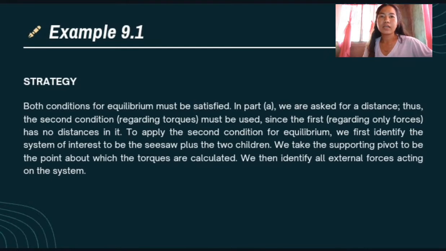So here is the strategy. Both conditions for equilibrium must be satisfied. In part A, we are asked for a distance. Thus, the second condition regarding torques must be used, since the first, regarding only forces, has no distance in it. To apply the second condition for equilibrium, we first identify the system of interest to be the seesaw plus the two children. We take the supporting pivot to be the point about which the torques are calculated. We then identify all external forces acting on the system.